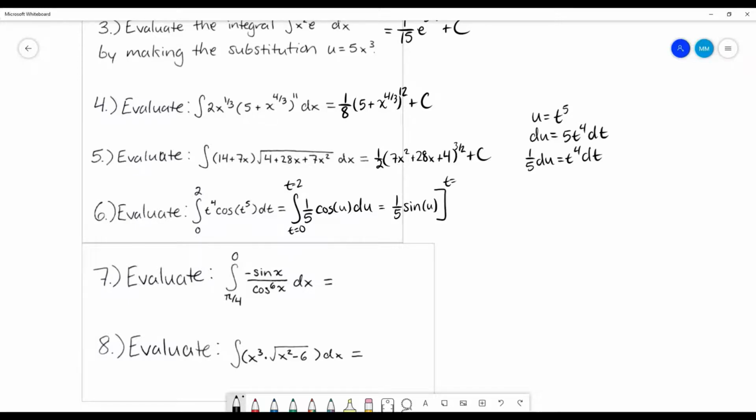So again, be specific. And now if we plug back in that t to the 5th, so that's 1/5 sine of t to the 5th. Now it's 2 and 0. So now let's see. That's 1/5 sine of 32 minus 1/5 sine of 0, which is just 0. So then this is our answer.